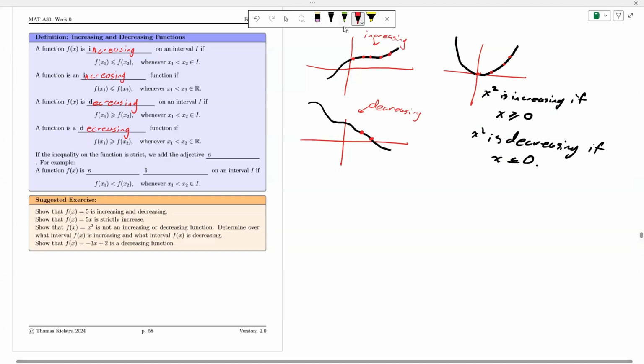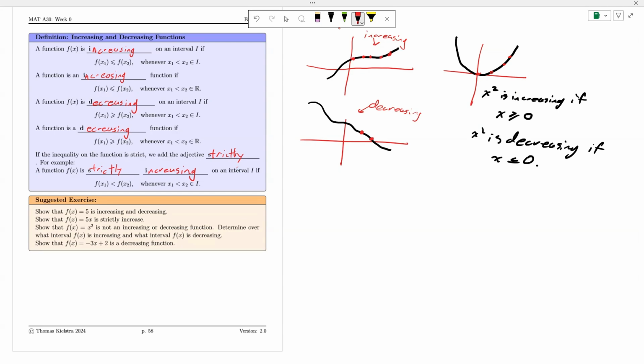Now, if the inequality on the function is strict, meaning f of x2 is strictly greater than f of x1, we add the adjective strictly. For example, a function is strictly increasing on the interval I if f of x1 is strictly less than f of x2 whenever x1 is strictly less than x2 in the interval I.